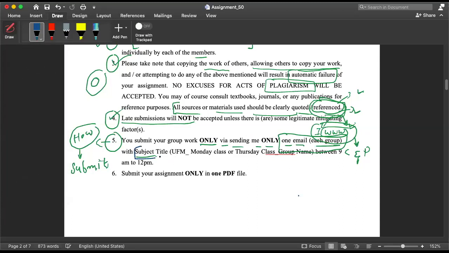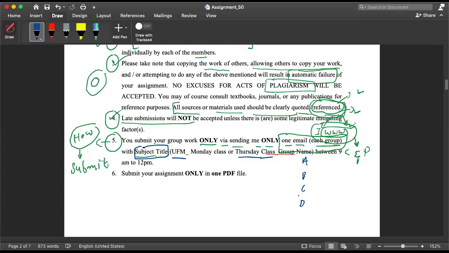Make sure your email subject title must be UFM, University of Finance and Marketing. You are in the Monday class or Thursday class. Let's say you are in the Thursday class. So UFM underscore Thursday class underscore your group name. Is it group A, group B, group C, group D? This subject title is very important.